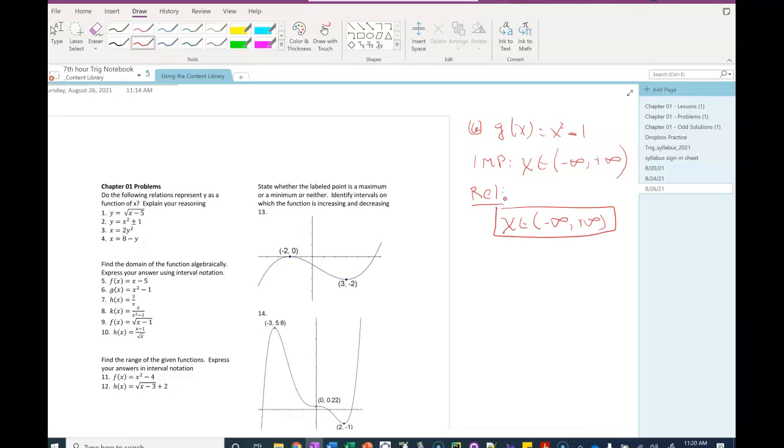So if there's no restrictions, does that mean that the relevant domain is almost always going to be the negative infinity to infinity? It'll be the same as the implied domain. Yes. Whatever the implied domain was. Okay, all right.